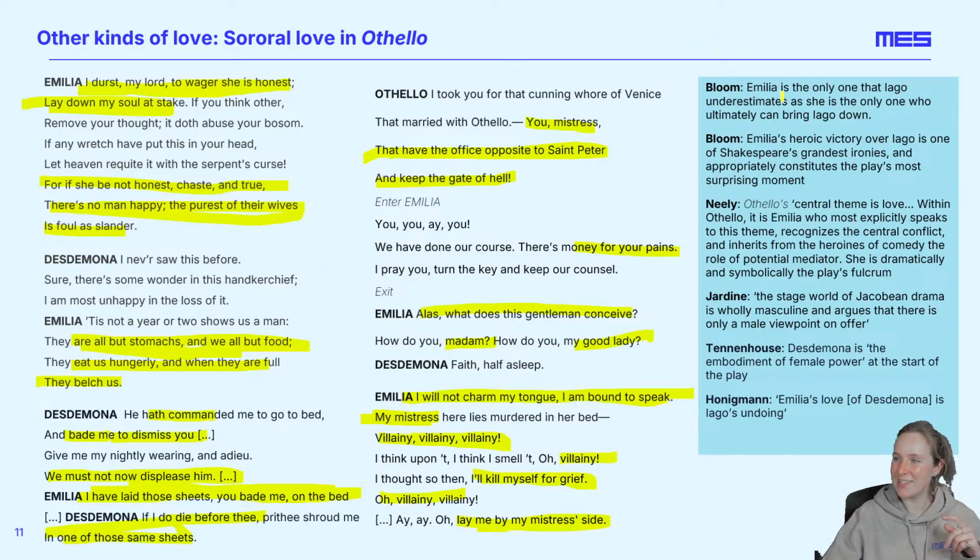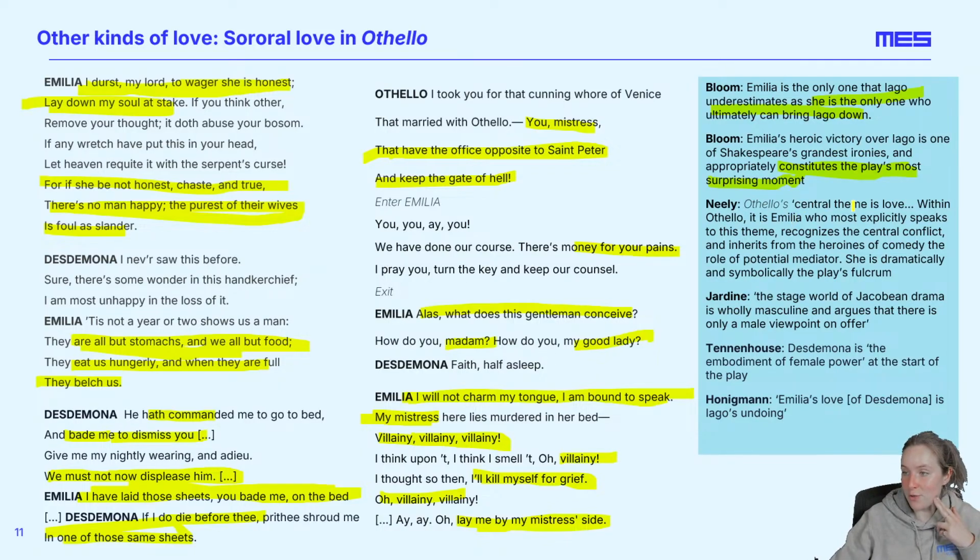Bloom says that Emilia is the only one that Iago underestimates, as she's the only one that can ultimately bring Iago down. So this is the power of the sororal bond here, the sisterly bond between them. Bloom also says her heroic victory over Iago is one of Shakespeare's grandest ironies and appropriately constitutes the play's most surprising moment. Yes, the fact that it's Emilia who reveals all here, that it's her and the power of the love that she has for Desdemona that actually saves Desdemona's reputation and brings down Iago.